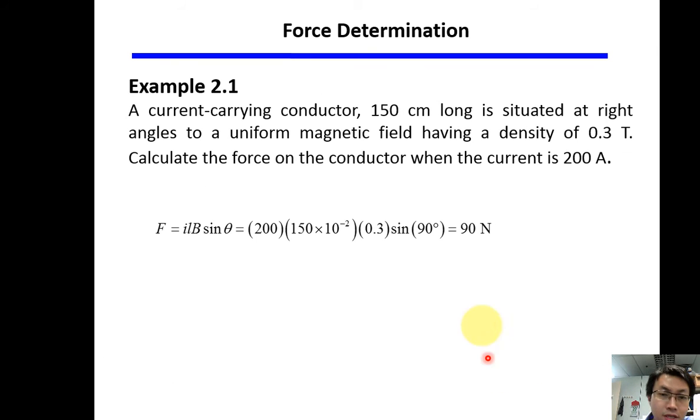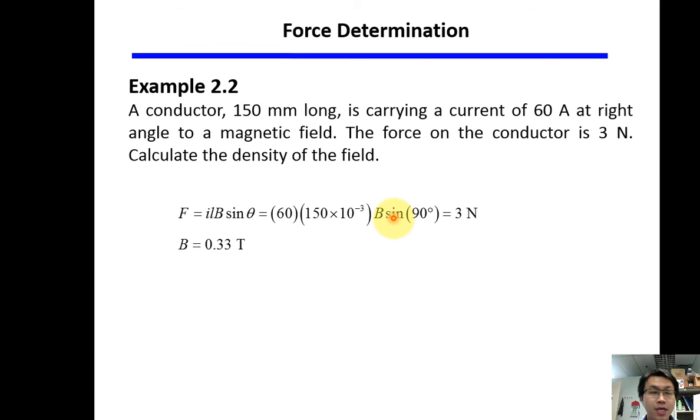So for example, a current carrying conductor, the length is 150 cm long, is located at right angles to a uniform magnetic field, having a density of 0.3 Tesla. Calculate the force on the conductor when the current is 200 ampere. So very easy, we apply the formula F equals ILB sin theta equals 200 is our current, 150 centimeter, 150 times 10 to the power minus 2 is our length, and our flux density is 0.3 Tesla, and then sin theta with 90 degree. We have 90 Newton.